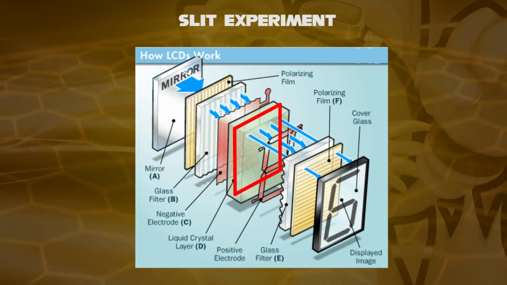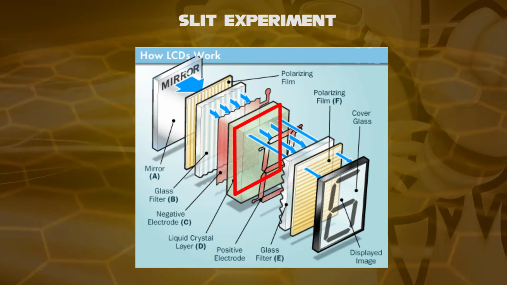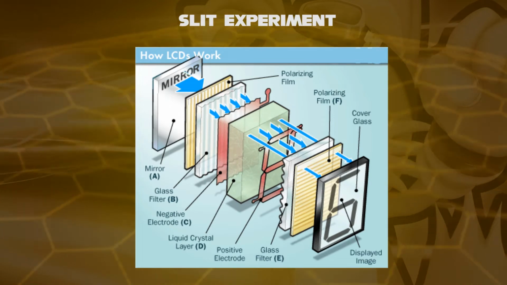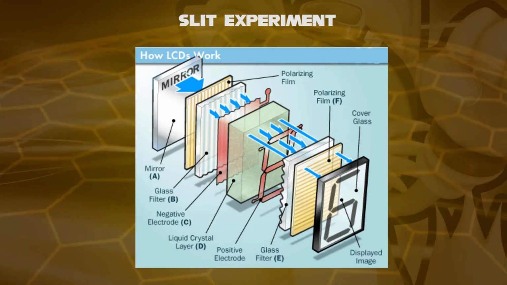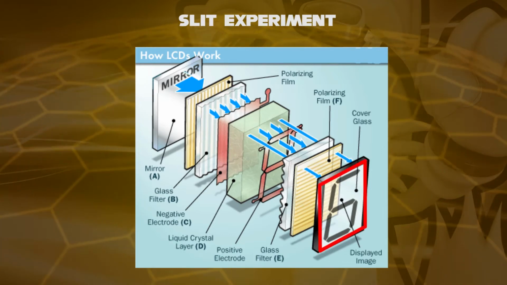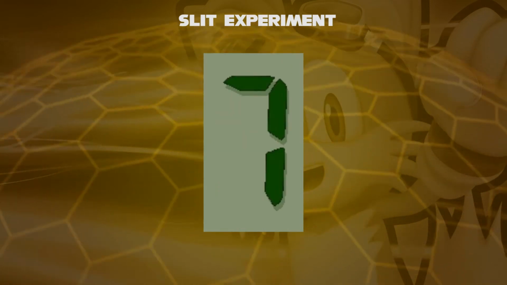Between the polarization process, a liquid crystal layer contains negative and positive electrodes. Since the positive electrode shows the display, each crystal has an applied voltage to it. At the final step, a cover glass lets you view the LCD display, like numbers used in clocks, calculators, and other devices.